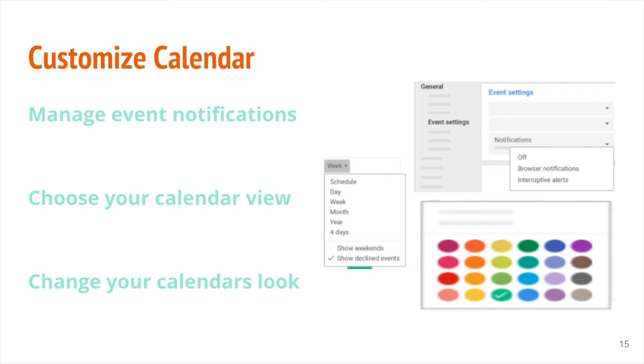So let's just stay in Settings and go to the left and click General. Then go to Event Settings. Click Notifications, and there are 3 options you can choose from. You can choose your calendar view by selecting an arrow in the top right corner as you see you have day, week, month, etc. You can also select the density of the color and how your calendar looks by selecting Settings and clicking Density Color.